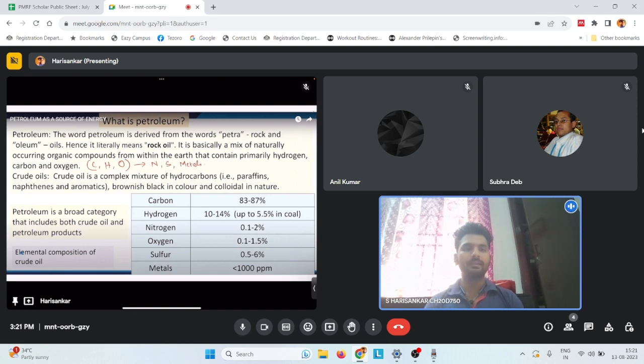So crude oil is what we get by drilling the earth and trying to mine the petroleum. Crude oil is a complex mixture of hydrocarbons, basically paraffins, which are single bonded compounds, or straight chain or cyclic aliphatic compounds.